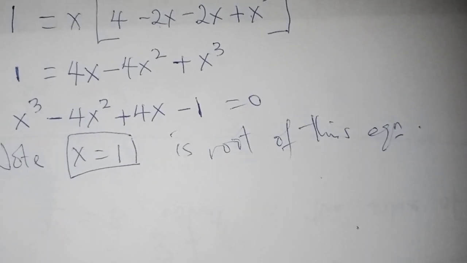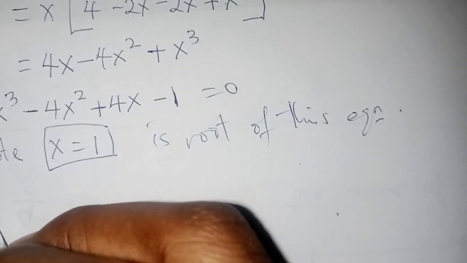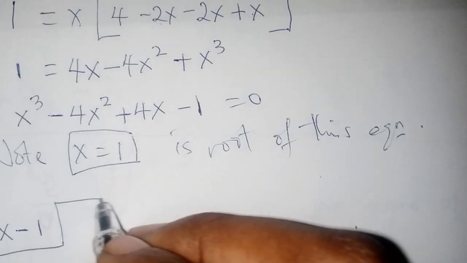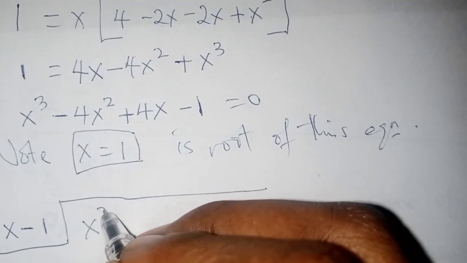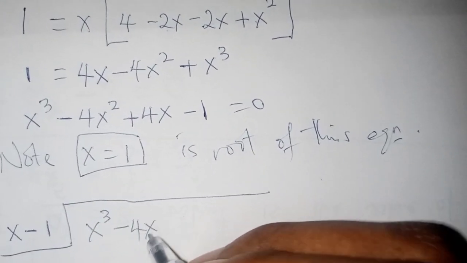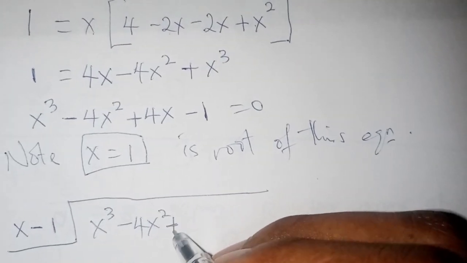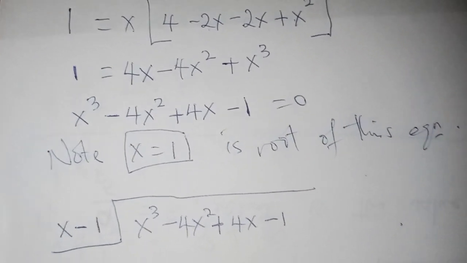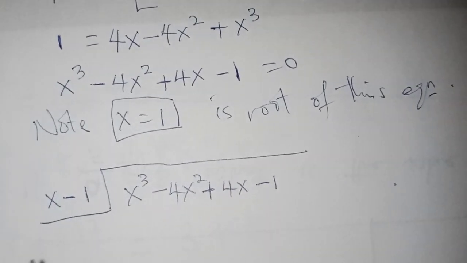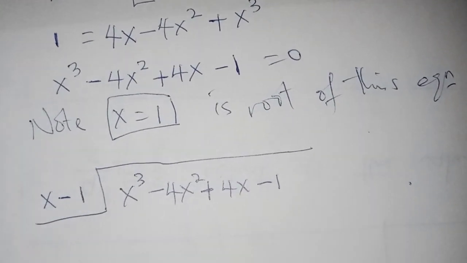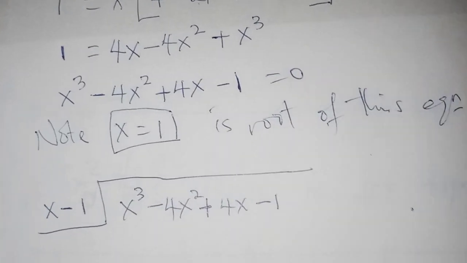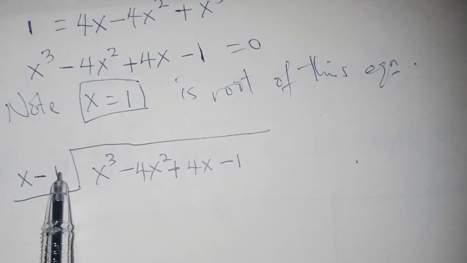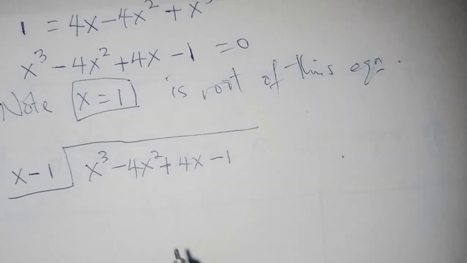Okay, so we are going to do it in this format. We're going to divide. I don't know if you know how to divide a polynomial. Well, you'll learn that one here. All right, so since we know that x equals 1 is the root of this equation, we are going to take 1 to this side to make it x minus 1 so we can divide this polynomial.